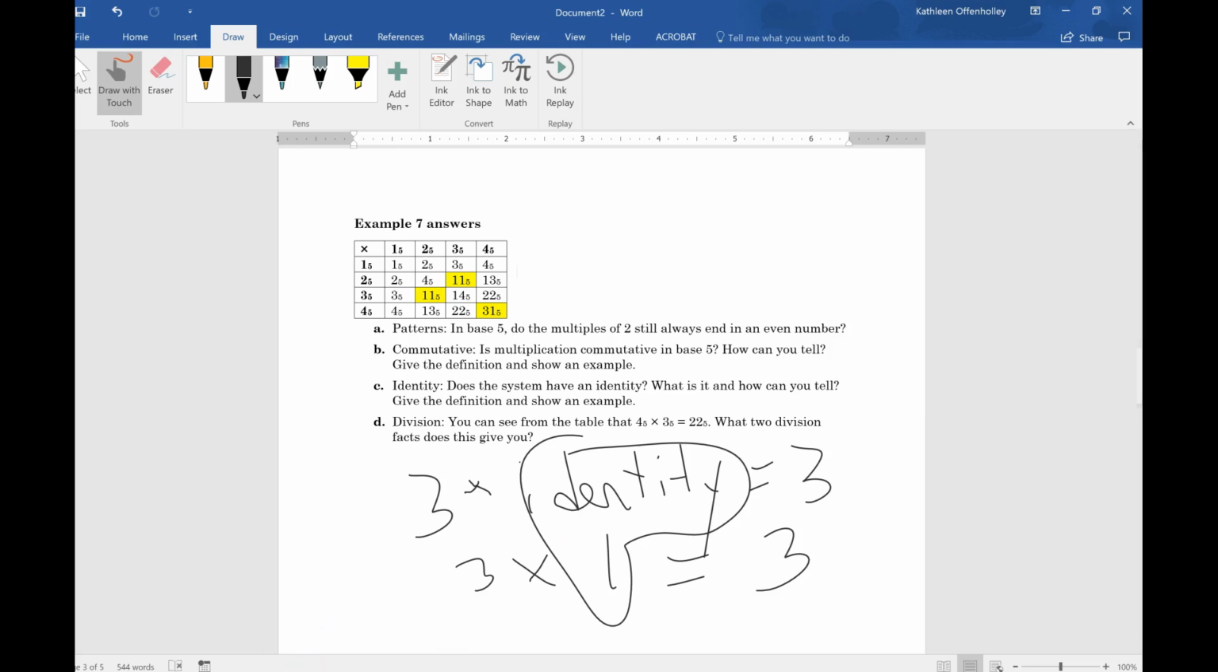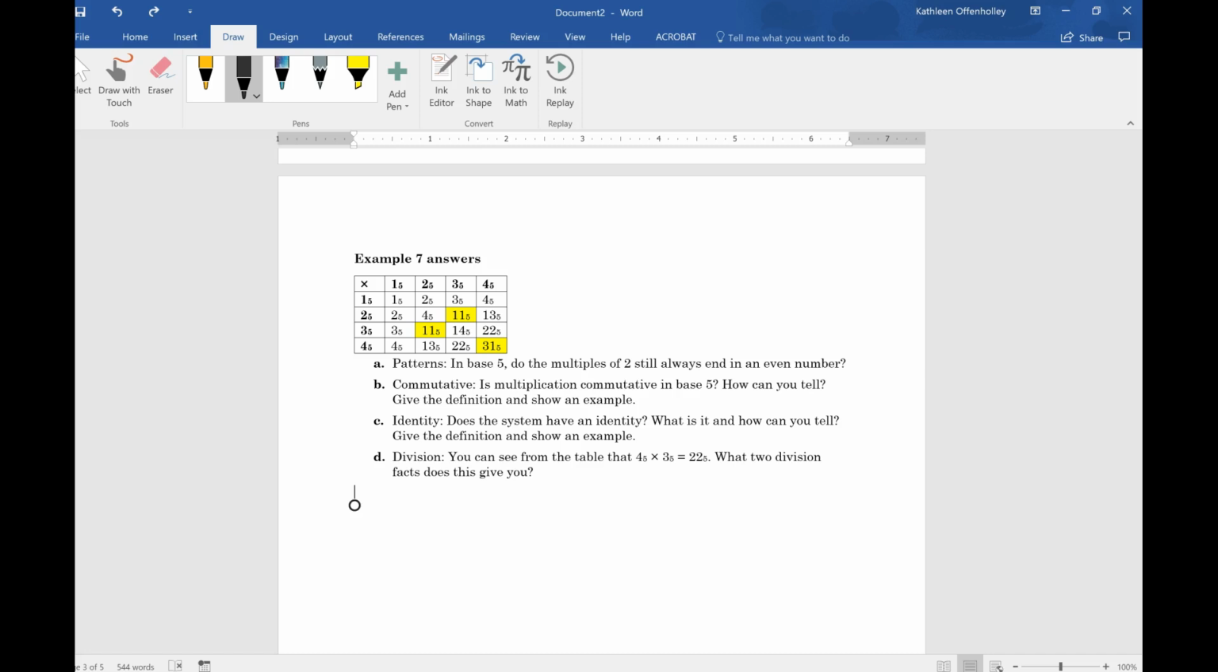Our final question asks about division. So we can see from the table that 4 times 3 is 22. That's funny. 4 times 3 is not 22, but in base 5 it is. So I should say 4 in base 5 times 3 in base 5 is 22 in base 5, right? What division facts does this give you?